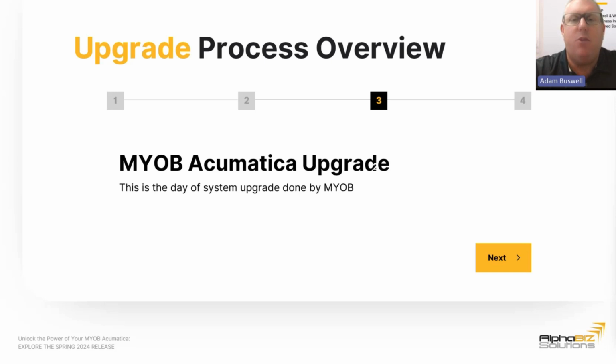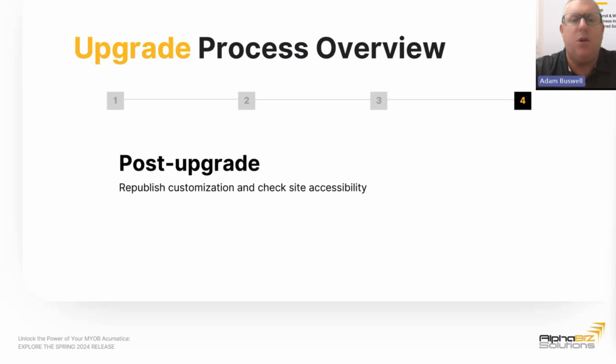But at 5 p.m., MYOB will start automating their upgrade process overnight. And then basically from there, we've moved to the next point. We go through a few activities post-upgrade. So if there's any customizations in your system, we'll make sure that they're operational. If we need to republish them, we do that first thing in the morning.